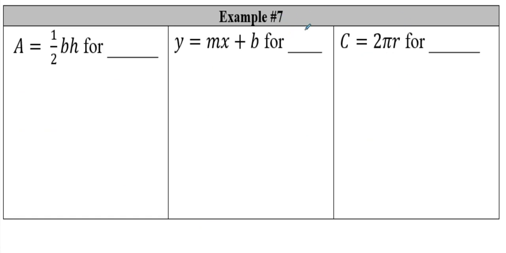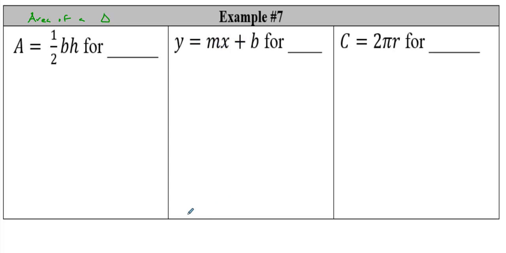Okay, we got example number 7. Here we got some very famous formulas. If you do not know them, I would suggest getting to know them. All right, this first one, area of a triangle. Boom, I'm so good. Area of a, I'm just going to draw a triangle.